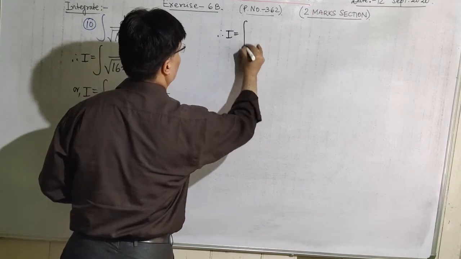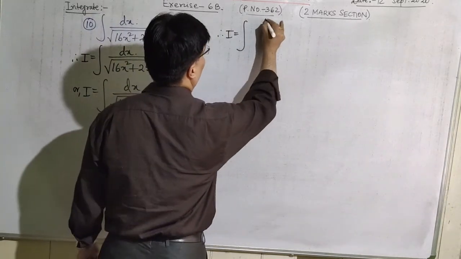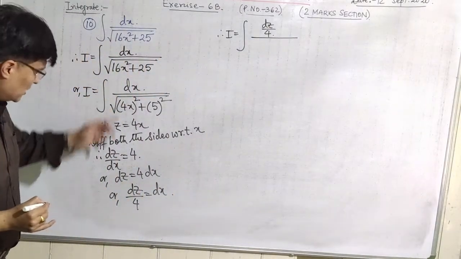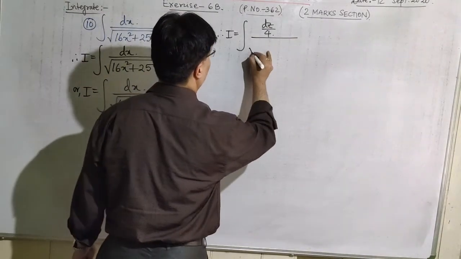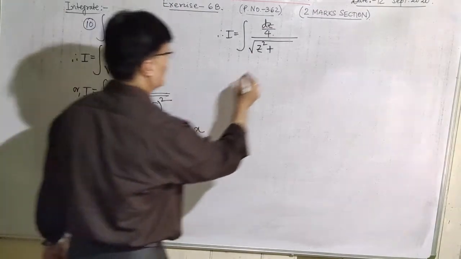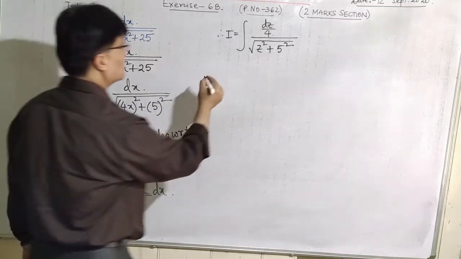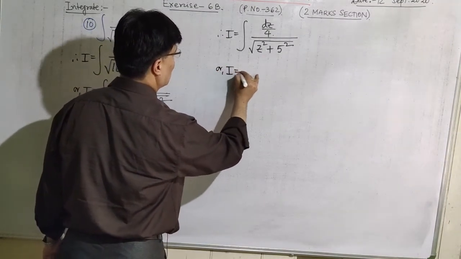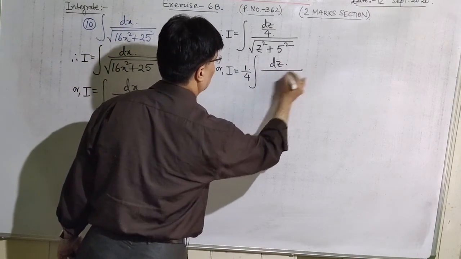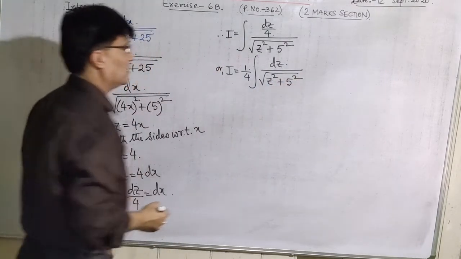Next, what is I? Now I is equal to, what is the value for dx? It is dz upon 4, divided by root over z square plus 5 whole square. Is that clear? So which constant is here that is taken outside? I is equal to 1/4 integration of dz divided by root over z square plus 5 square.